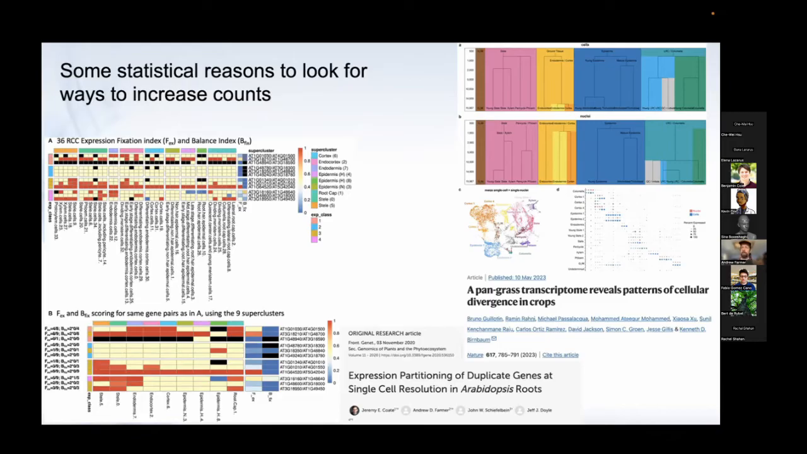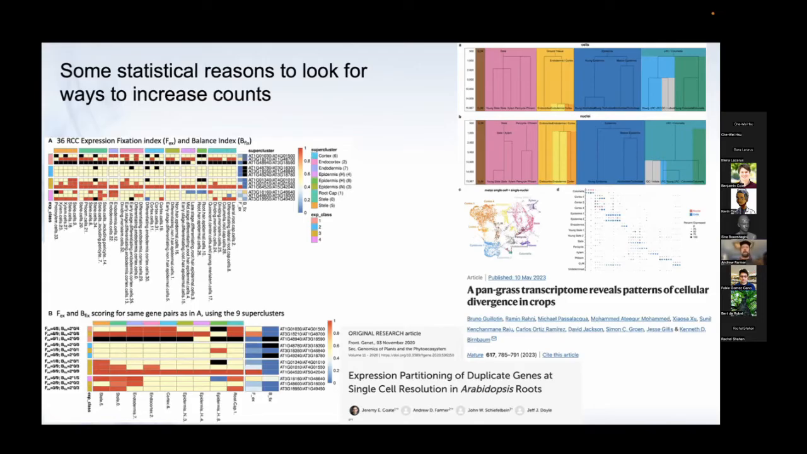But there are downstream analyses that you might want to do, and in terms of the statistics that you need, having more counts associated with clusters is a good thing. So one thing that we're interested in, because some of the species we study are polyploids, is looking at the ways in which gene duplicates have diverged in their expression over evolutionary time.